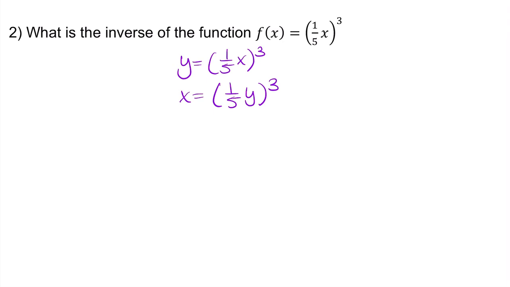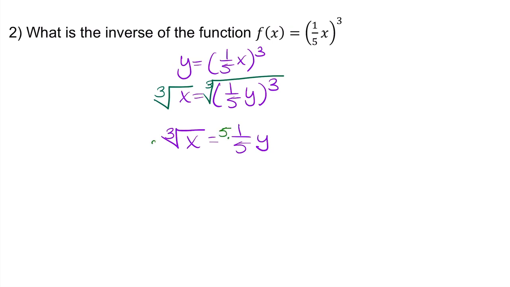So you can see here we have this cube, right? So we're going to do the opposite, and we're going to take the cube root of both sides, because we can't really do anything until we get rid of that power. So when you get rid of that power, we have the cube root of x equals 1/5 y, okay? So now what we need to figure out here is how to get rid of that 1/5, right? So how do we do the opposite of multiplying by 1/5? Well, remember the opposite of 1/5 is 5, because that's the reciprocal of 1/5.